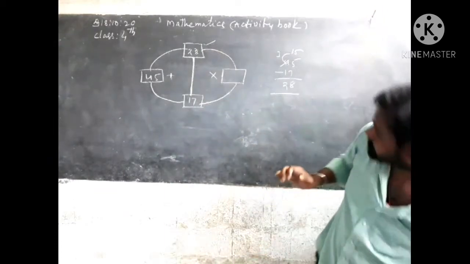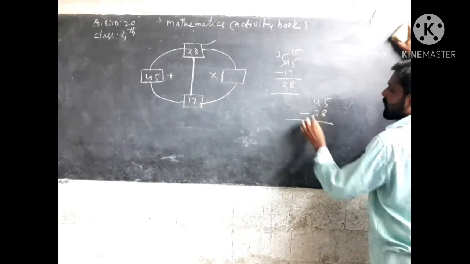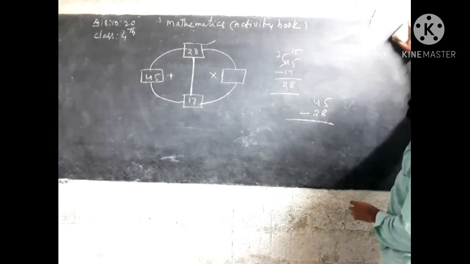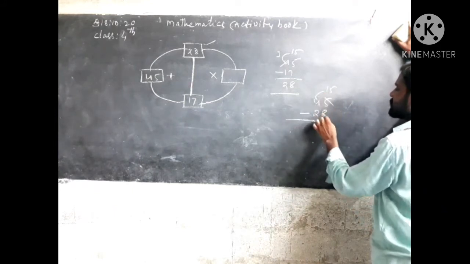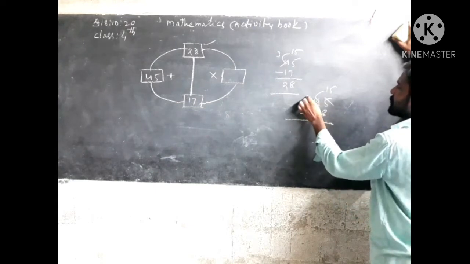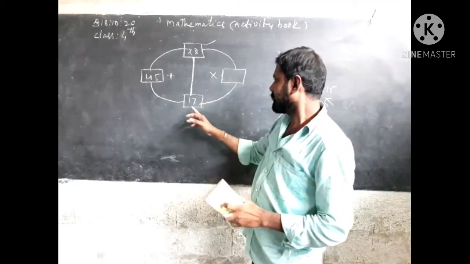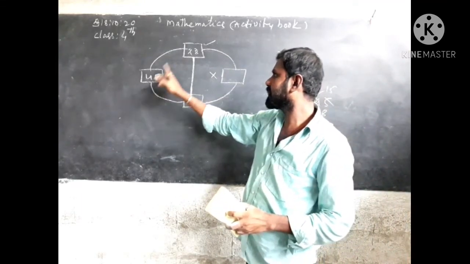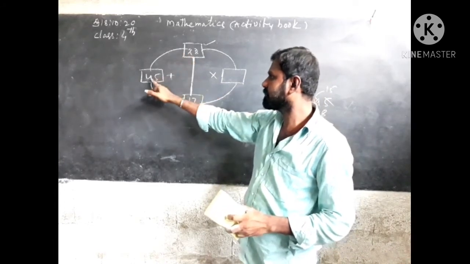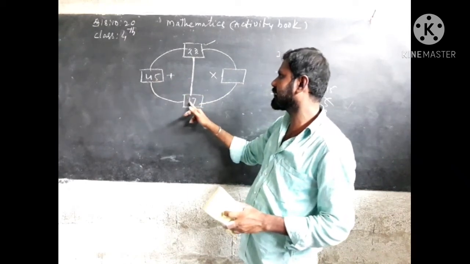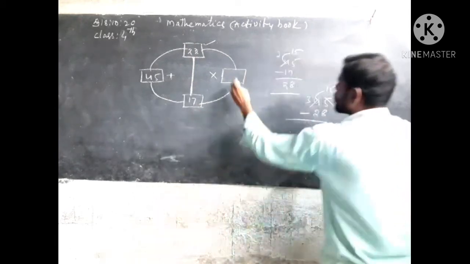Again, 45 minus 28. See here, 5 minus 8 not possible. Take borrowing, 15. 15 minus 8, 7. 3 minus 2, 1. So 17 is subtracted from 45, you can get 28. 28 is subtracted from 45, you can get 17. Then 28 is multiplied by 17, you can get this number.